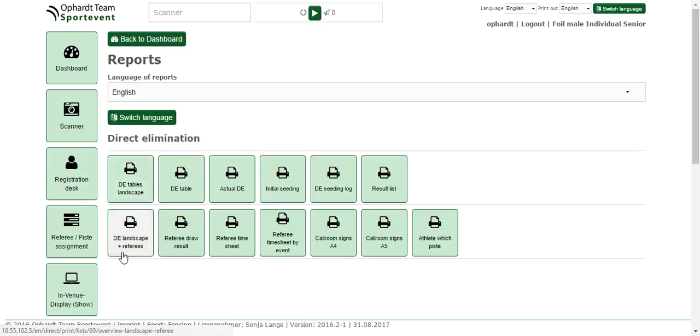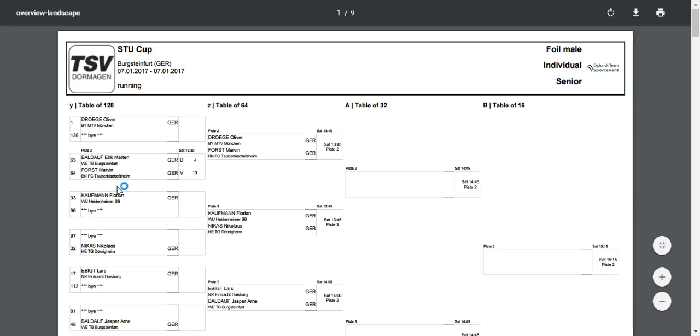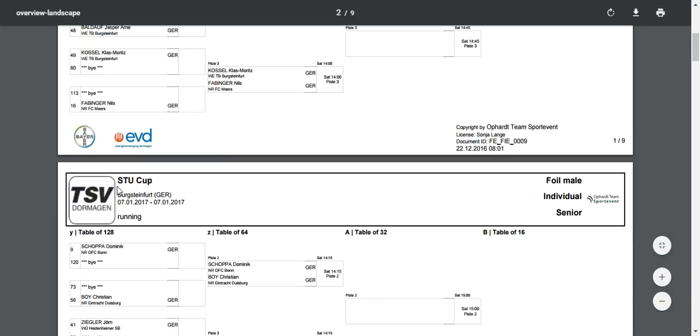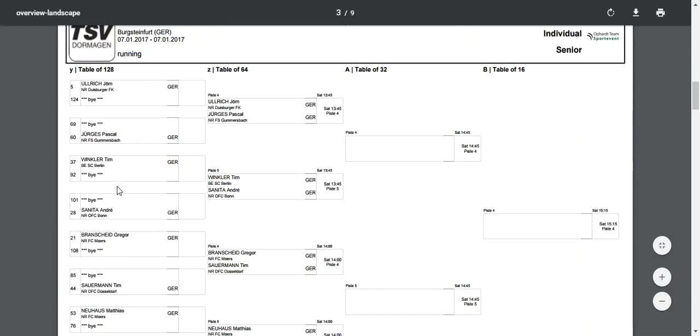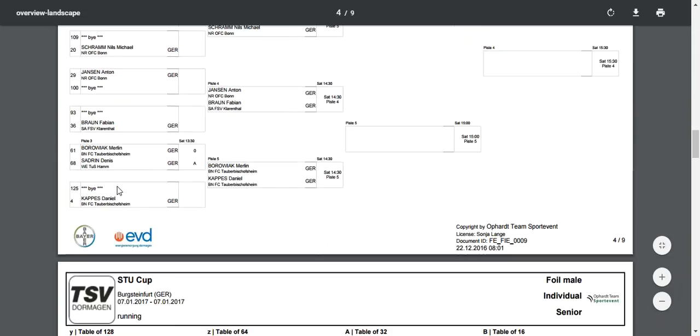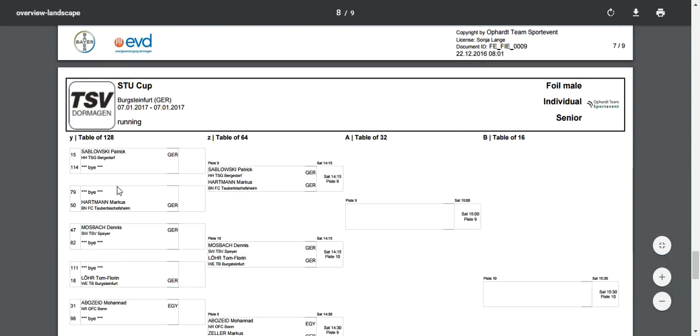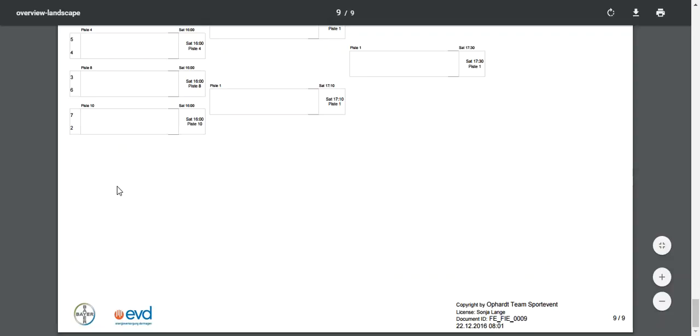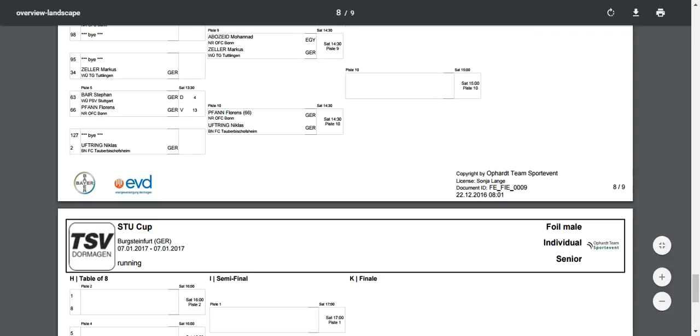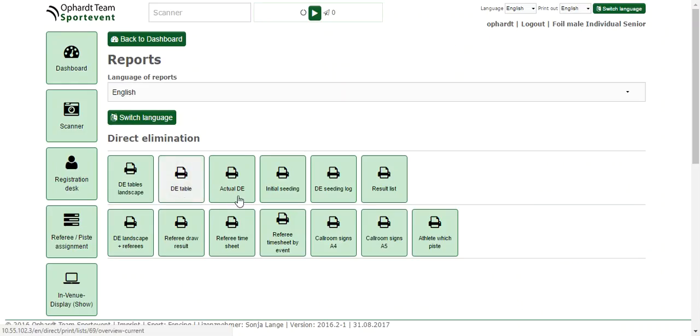The DE landscape with referees will also be part of the documentation. The DE landscape is nice to have if you have a World Cup and you only have a DE of 64 on 4 pages. Here it is 128, but if you have Seniors World Cup you get 64 on 4 pages, which is very helpful for the call room, as they have only the relevant matches by quarters.